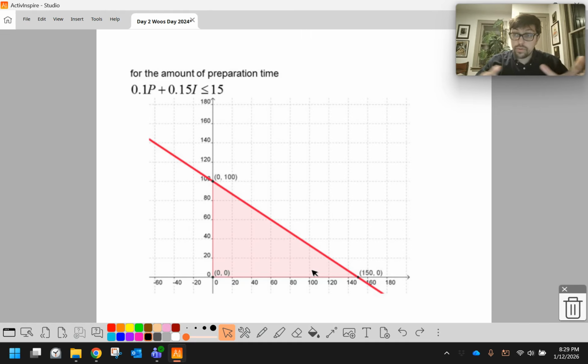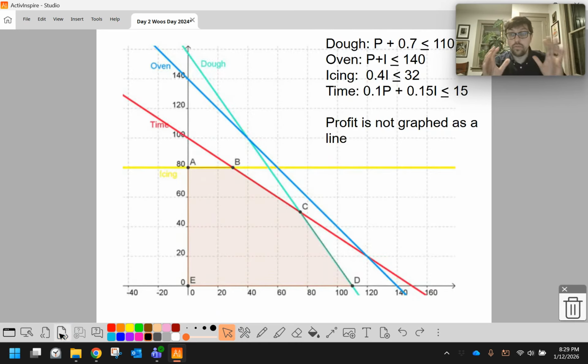Now, we made all those graphs so that we could then put them all on a single graph. And this is the graph that you really want to have in your notes. You've got all of those inequalities up here, and you've got all of the constraints on the Woos. If you are not making this graph, now's the time to pause the video and make this graph.